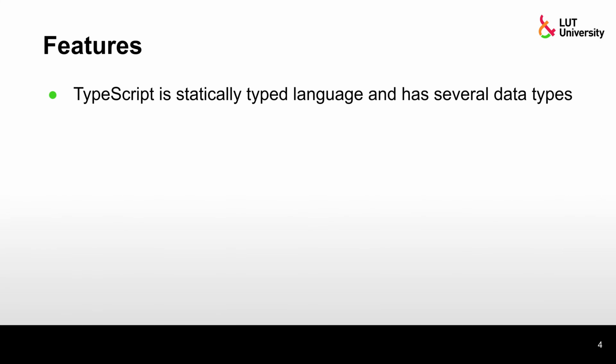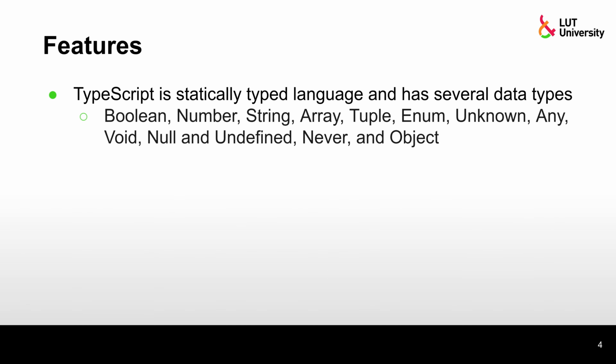What kind of features does TypeScript then provide us? The most important, it provides us statically typed things. So there is a type for every variable. And it really has several data types. Whereas JavaScript had only a few, TypeScript has many: boolean, number, string, array, tuple, enum, unknown, any, void, null and undefined, never, and object.